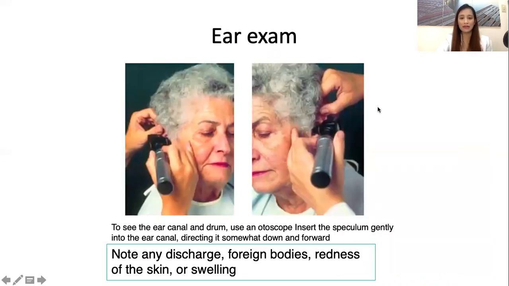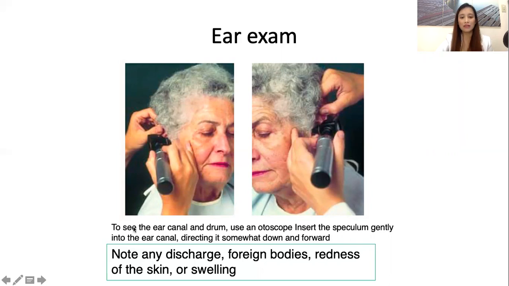Next, we go to the ear exam. So when you do the examination of the ear canal and the tympanic membrane, you will need to use an otoscope. Although we don't expect you to have otoscopes at home, so don't worry. When you go into the clinics, you will be able to experience that. Although it would be nice to have your own, although it's a bit expensive. But at this point, you're not required to have it yet.